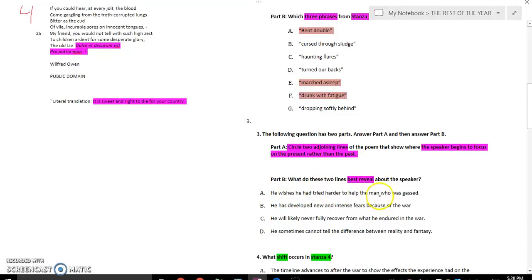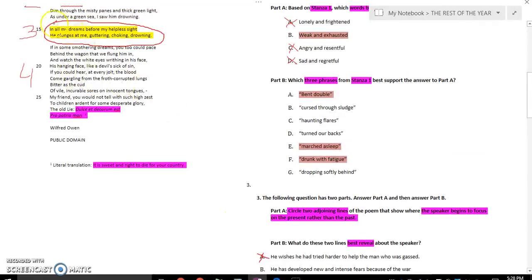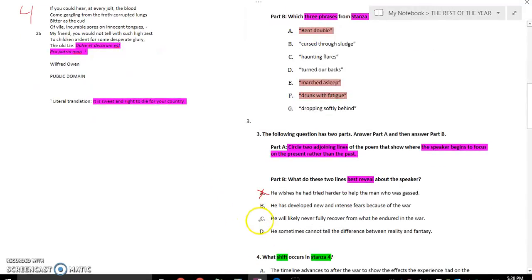He wishes he had tried harder to help the man who is gassed. I'm not seeing anything about a man who's gassed. He has developed new and intense fears because of the war. Oh, maybe. He will likely never fully recover from what he has endured in the war. I'm liking that one. He sometimes cannot tell the difference between reality and fantasy. I could see how some of you might think that would be the answer because he's dreaming. But since he's aware of it being a dream, he can definitely tell the difference between reality and fantasy.